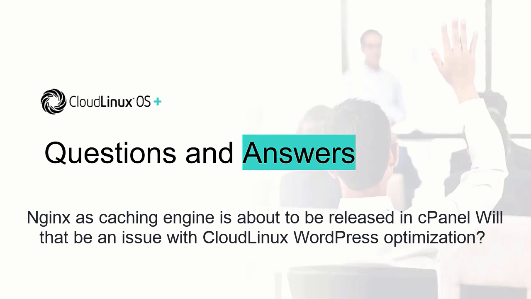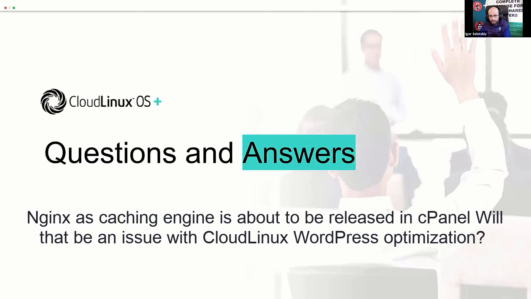Nginx as a caching engine is coming around in cPanel and is about to be released in cPanel 96. Will that be an issue with CloudLinux WordPress optimization? I believe not. There are two things: there is caching of static content, and then there is caching of PHP subsegments. My understanding of what cPanel is doing with Nginx caching is static content. So instead of it being served by Apache, it will actually be served by Nginx, which significantly increases the throughput.